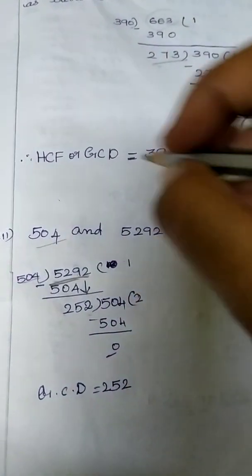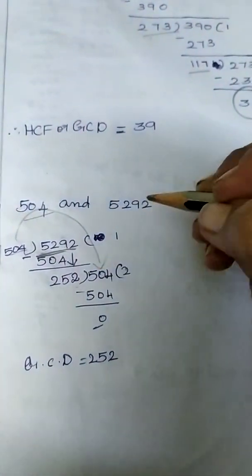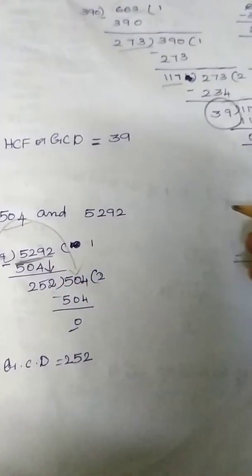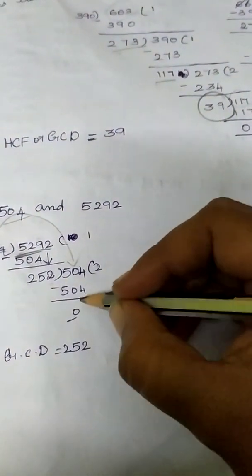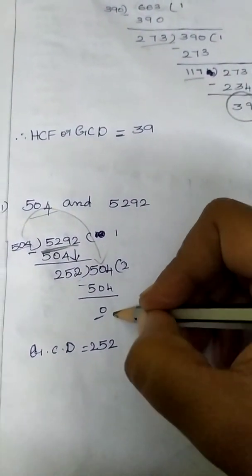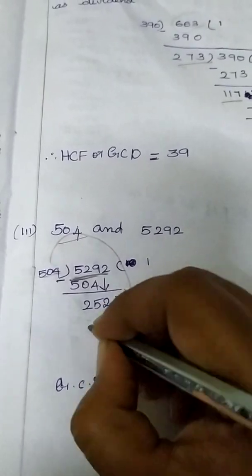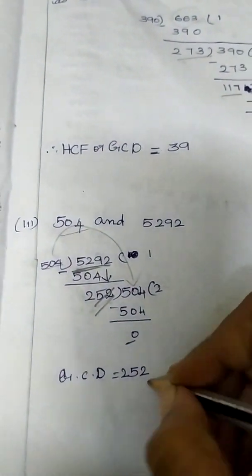252 is smaller compared to the divisor 504. So bring this 504 as your dividend. Now 252 twos are 504. So 2 times, subtracting 504 minus 504, it is 0. So your divisor is your GCD. GCD is equal to 252.